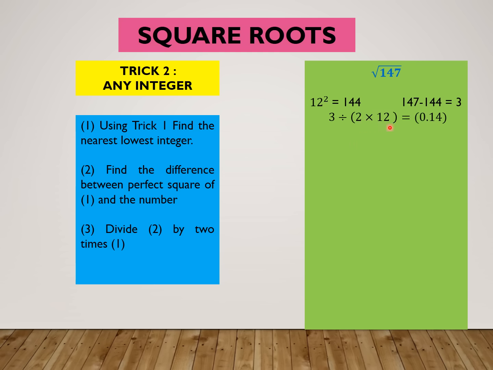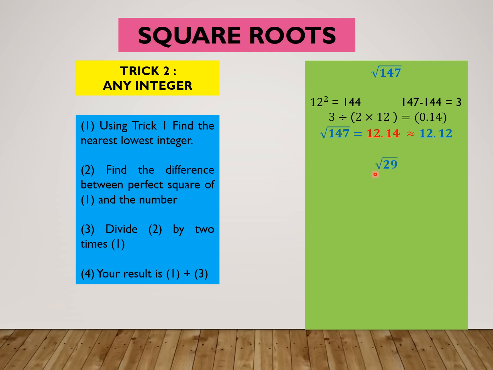3 divided by 2 into 12, that is 3 by 24, is equal to 1 by 8, approximately equal to 0.14. So the final result will be step 1 plus step 3, that is 12 plus 0.14 is equal to 12.14, which is approximately equal to the exact value, which was 12.12. Let us try to understand it using another example.